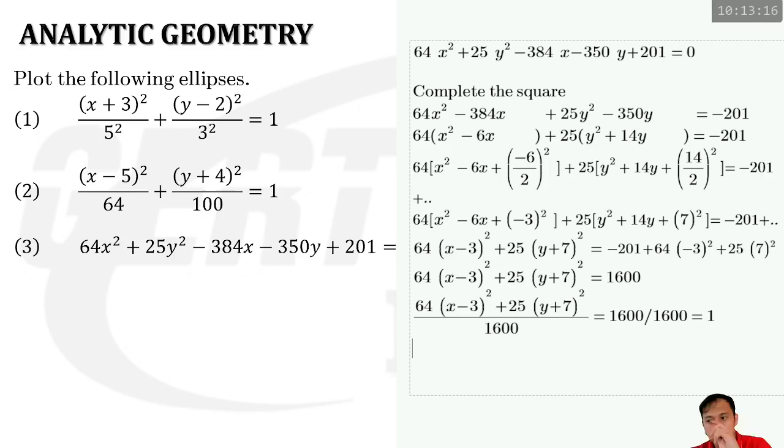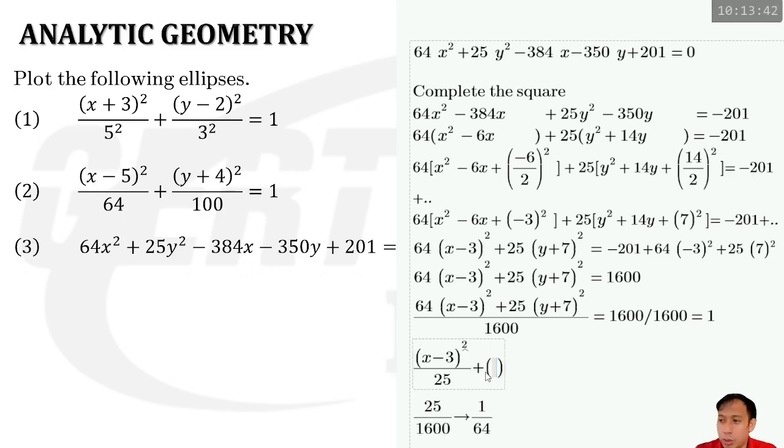So, this will become ganito, no? And, what is that? 64 over 1,600. If you would evaluate that in your calculator, you'd find it to be 1 over 25. So this is over 25 here. Then plus, if baliktad naman, if ito naman 25, maging 64 naman, 1 over 64. So this is y plus 7 squared over 64. And that is equal to 1.